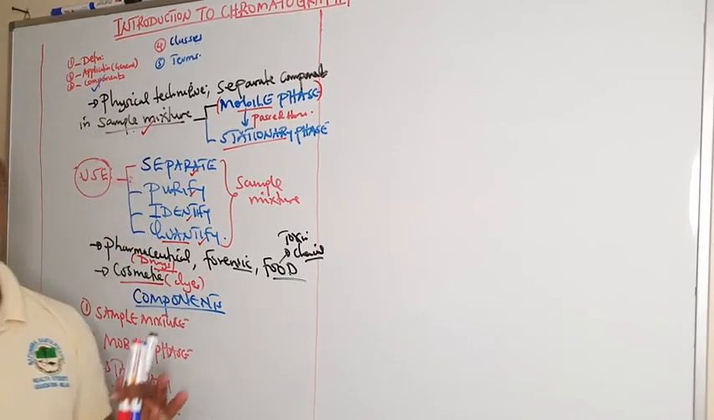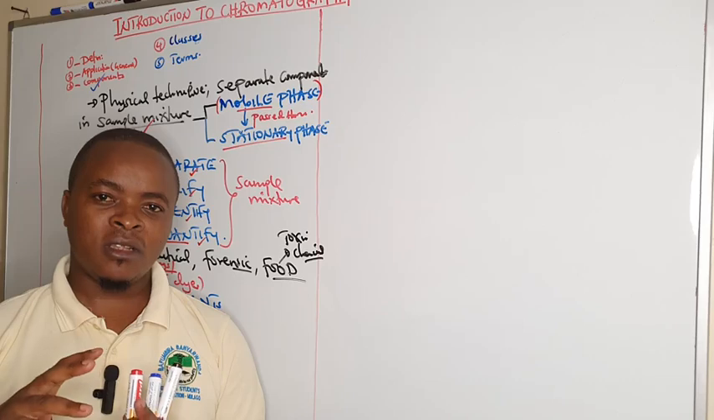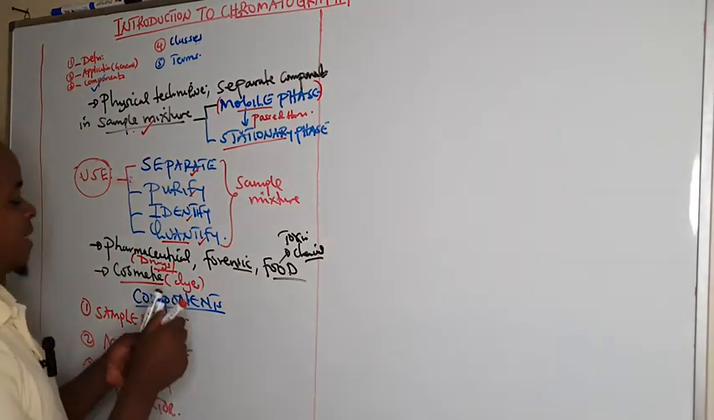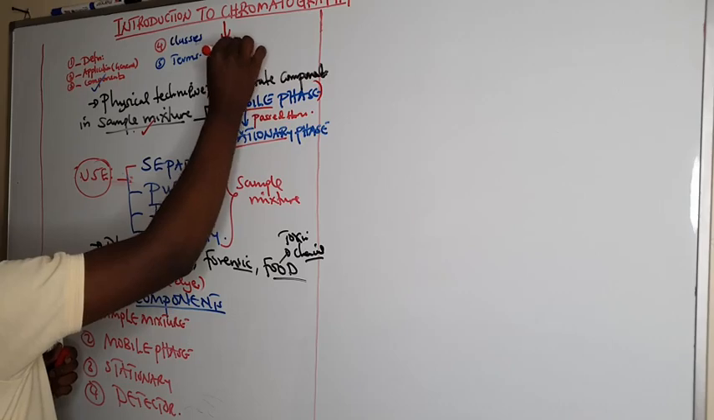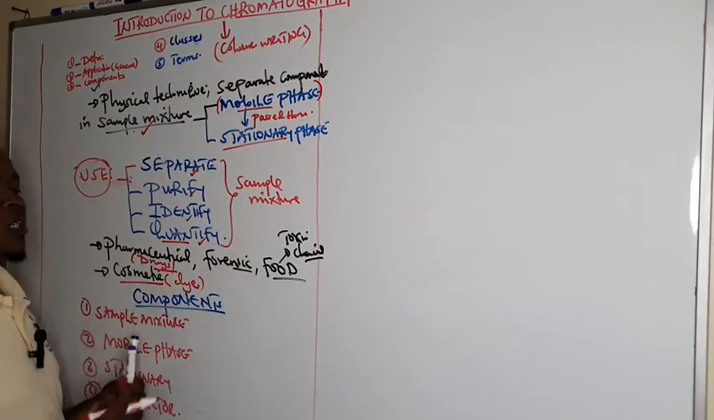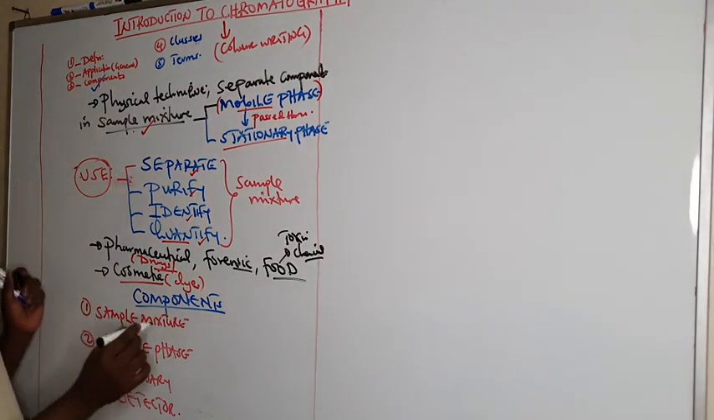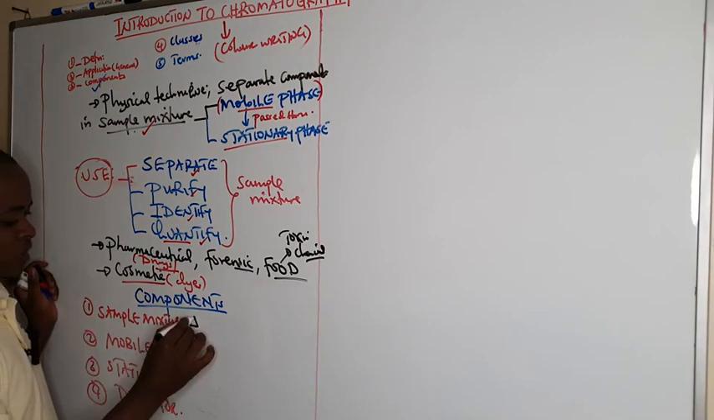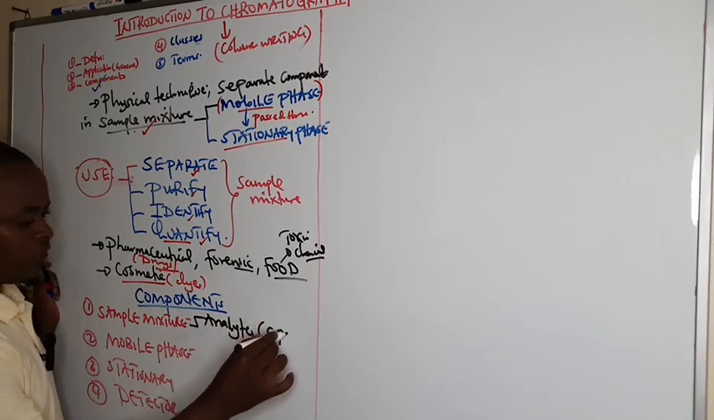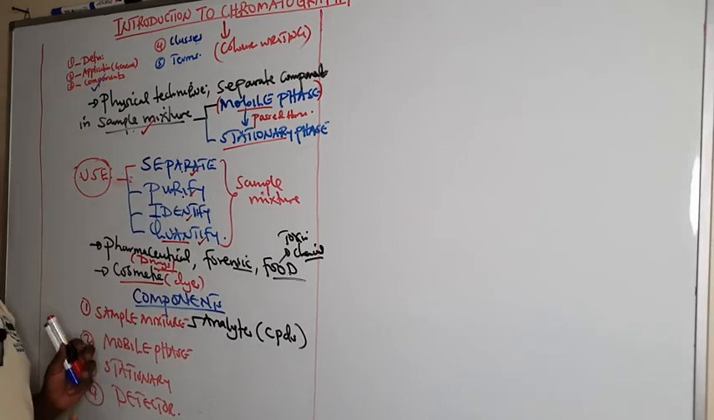And the word chromatography comes from 2 Greek words: chrom, which means color, and graphe, which means writing. So it was previously known as color writing. But these days, it has been modified. So under the components, we have the sample mixture, and this sample mixture contains different analytes, or you can call them different compounds, which are to be separated, purified, or identified.